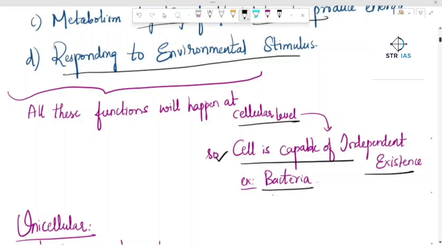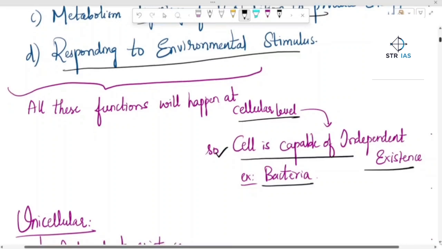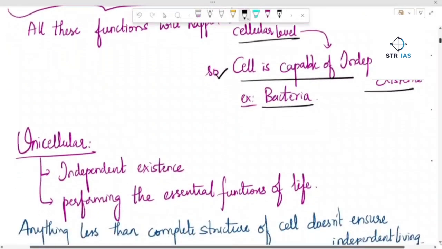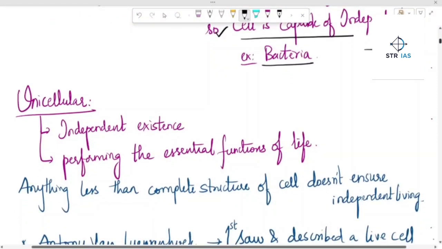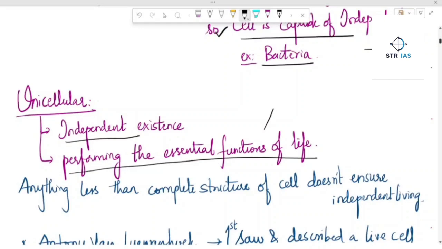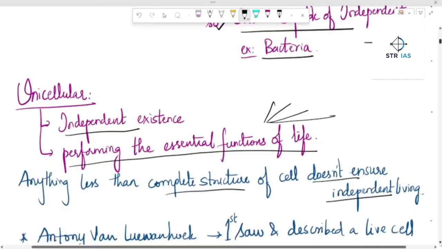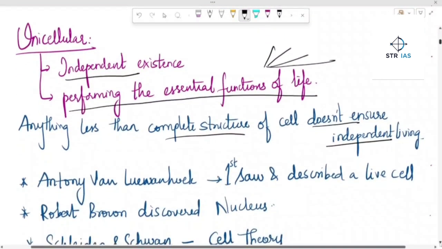For example, bacteria. Then we have different types of organisms called unicellular and multicellular. Only Monera and Protista are unicellular organisms. Unicellular organisms will have independent existence, performing all the essential functions of life: reproduction, growth, metabolism, responding to environmental stimuli. So anything less than the complete structure of a cell does not ensure independent living. If they cannot do any of these functions, they cannot live independently.